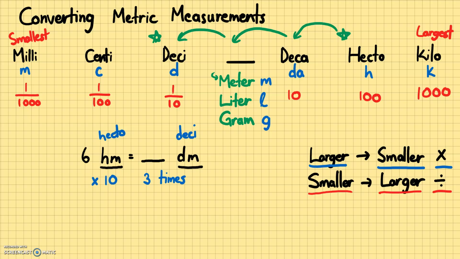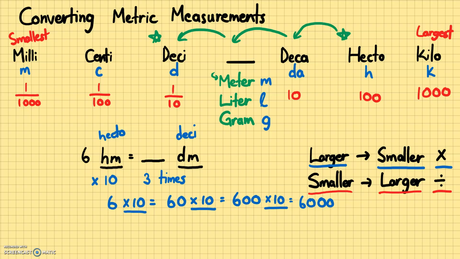Okay, and multiplying by 10 is easy. We have to do 6 times 10, which equals 60. You multiply by 10 once. We have to multiply by 10 again, which is going to be 600. And we have to multiply by 10 again, which is going to be 6,000.